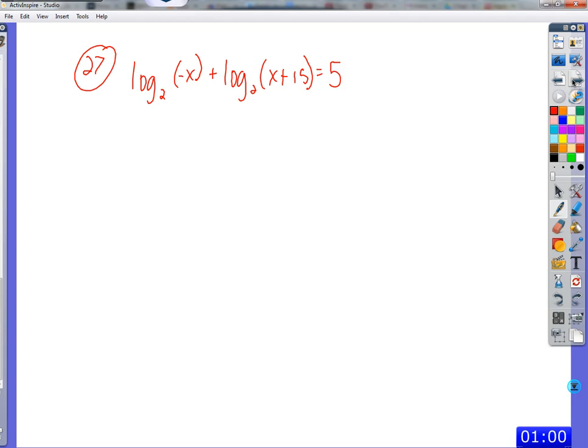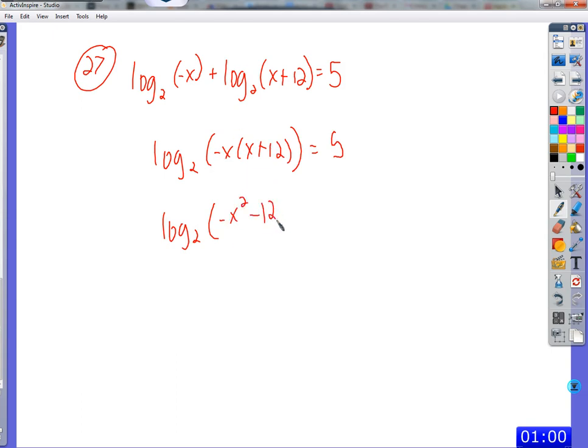It's supposed to be 12, not 15. So we're adding the two logarithms together, so what do we do with these two? Multiply. Log base 2 of negative x times x plus 12 equals 5. Negative x squared minus 12x equals 5. Now it is a single logarithm equals 5. So how would I rewrite this in exponential form? Two to the fifth power equals negative x squared.